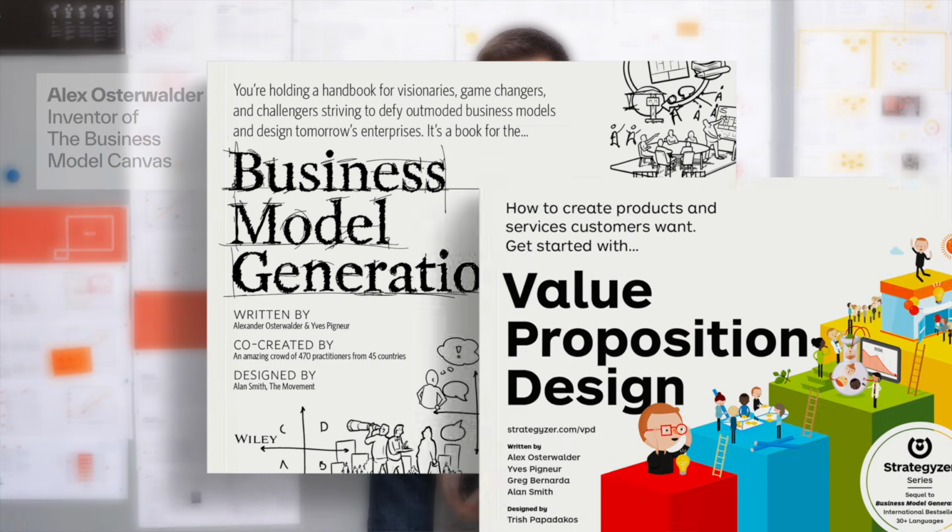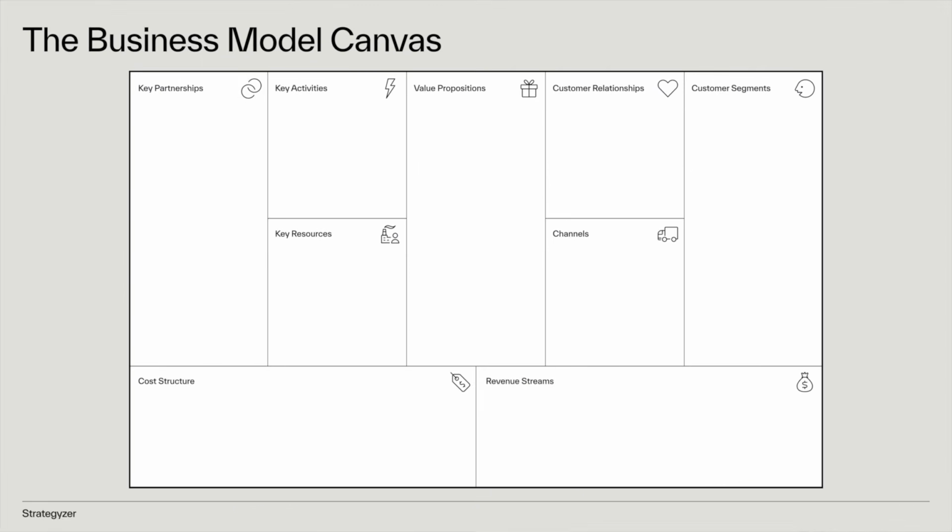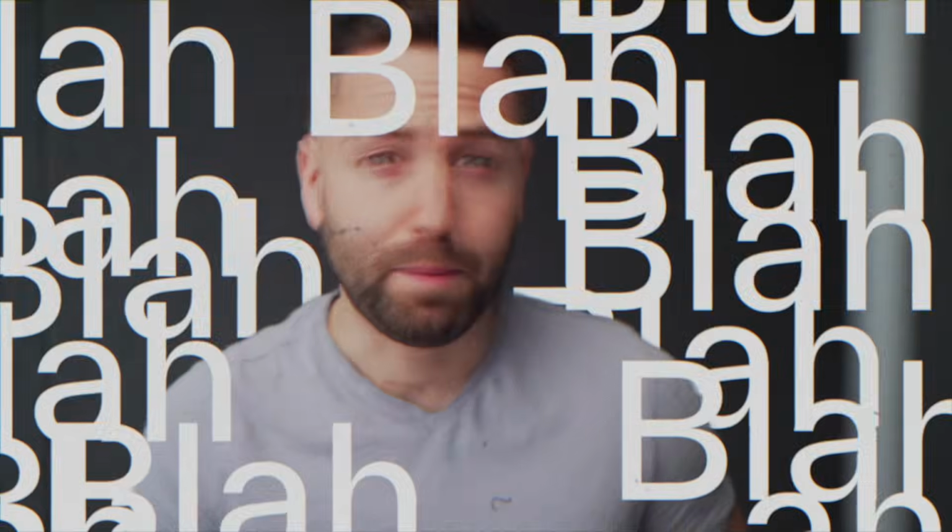That's why Alex Osterwalder, the author of Business Model Generation and other books, created something called the Business Model Canvas. The Business Model Canvas is a tool that helps you map, discuss, design, and invent new business models, and also avoid blah, blah, blah.